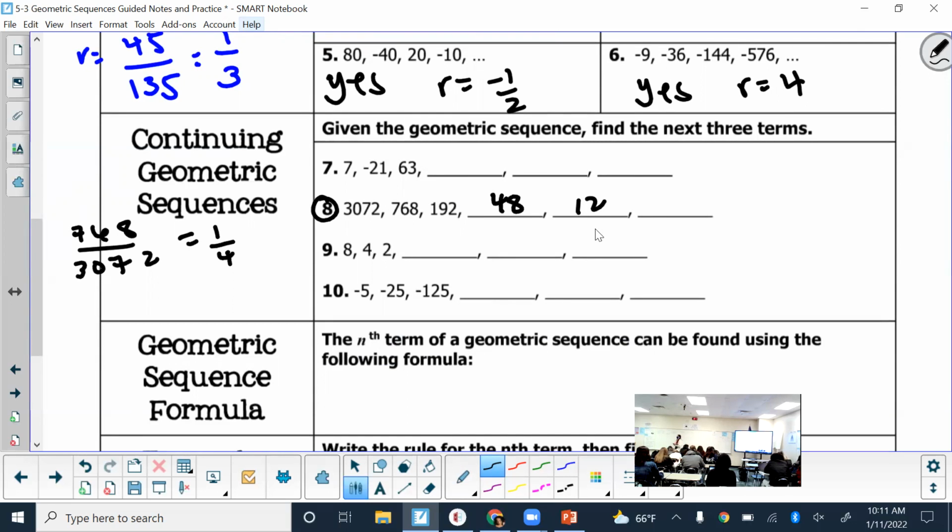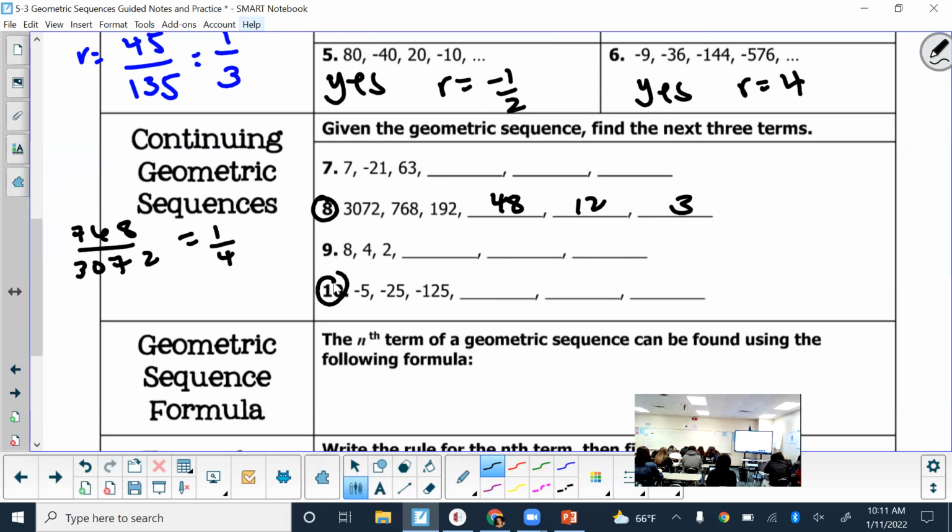12, and then 12 times 1/4 is 3. All right, you see how the numbers started out really big and then got really small? Those are our exponential functions. That's why it's in this unit. All right, so good. Number 10 we'll look at.